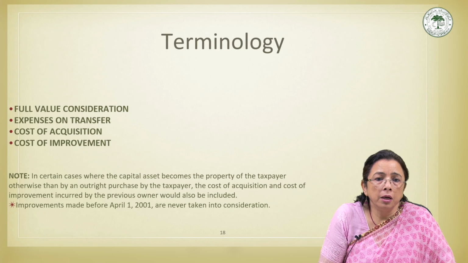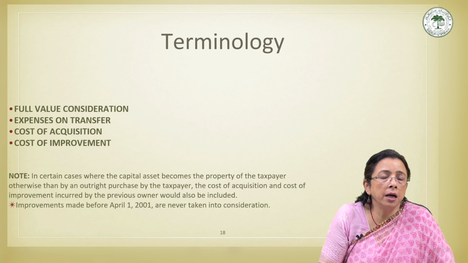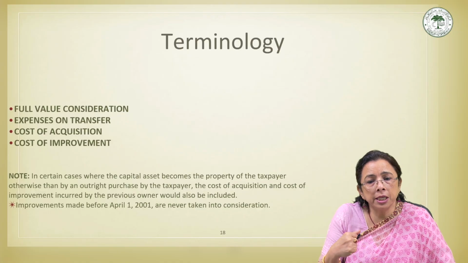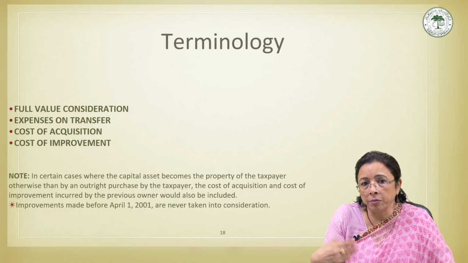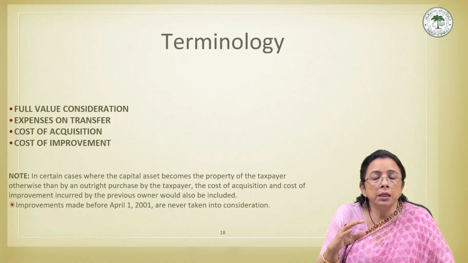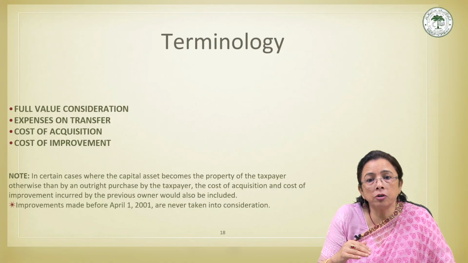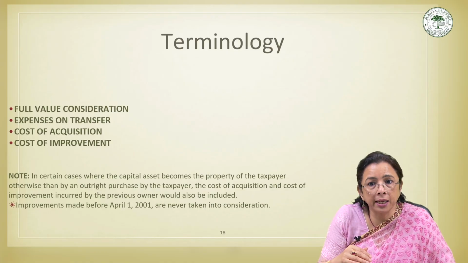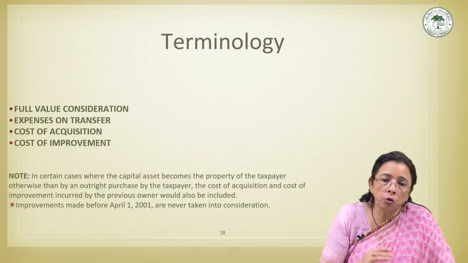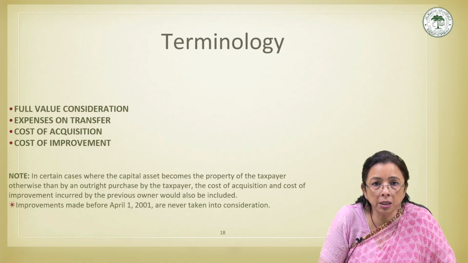Suppose Mr. X inherits a house from his father. The father had purchased it for rupees 10 lakh. Even though Mr. X has not paid anything, because he has got it as a gift or inherited it from his father, his cost of acquisition will be rupees 10 lakh. That is, it's always the cost to the previous owner. I hope this is clear.